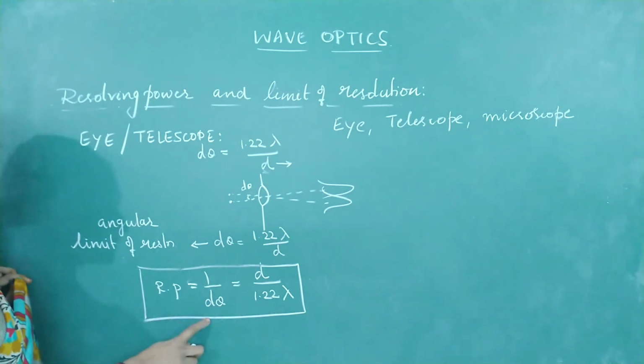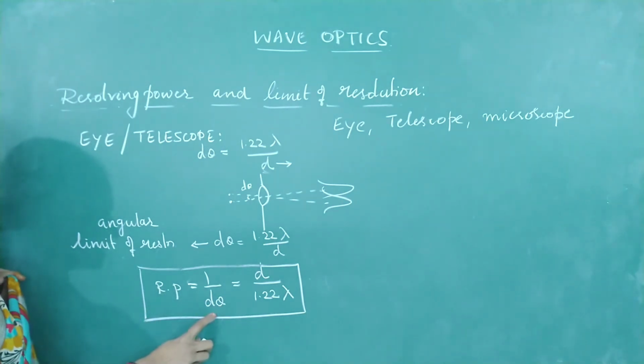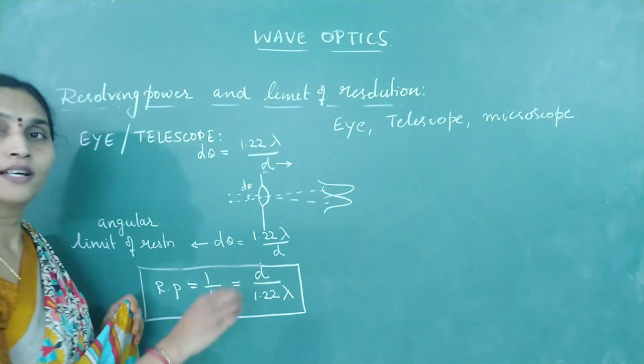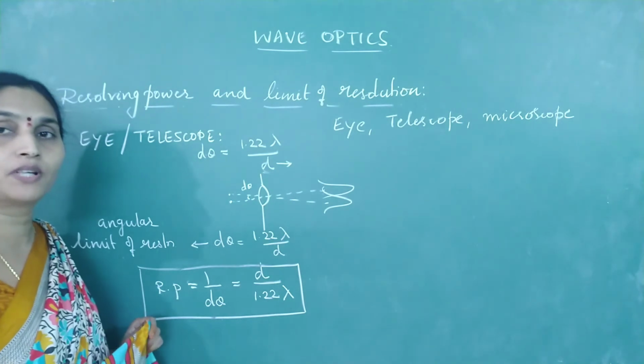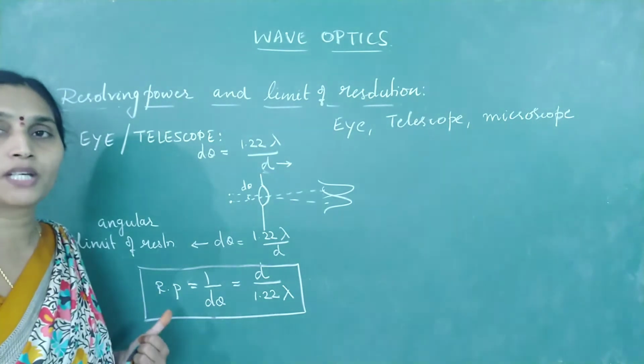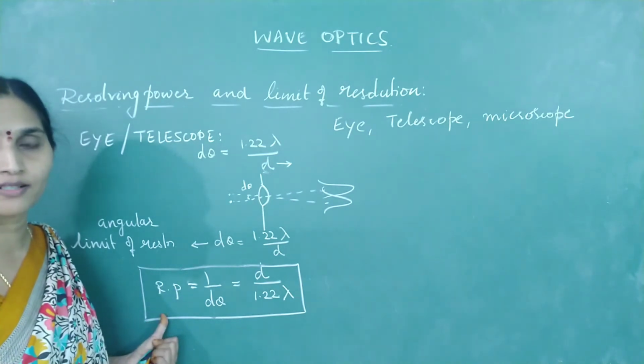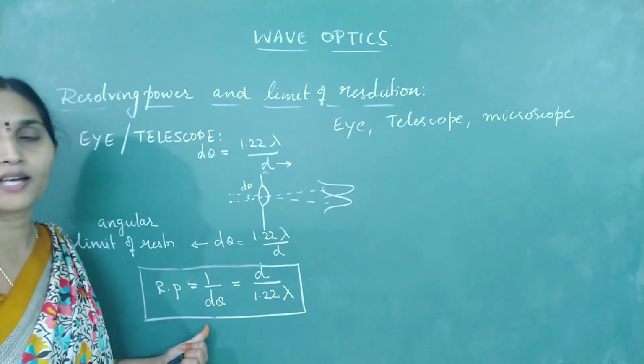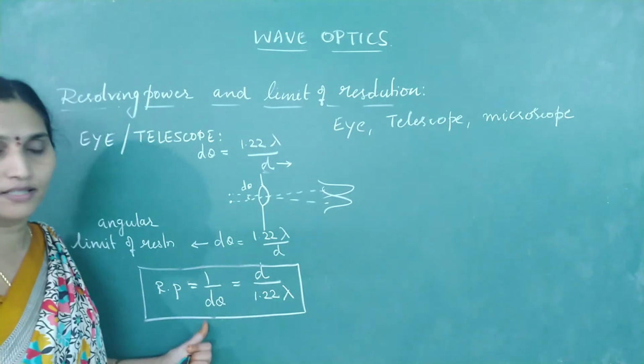So this is your expression for the resolving power of an eye or for a telescope, because they don't have to magnify the image, only resolution is sufficient. If the objective can resolve it properly, then the second lens, the eyepiece, will actually produce the magnification. In case of a telescope, I told you this, the objective is not going to produce any magnification.